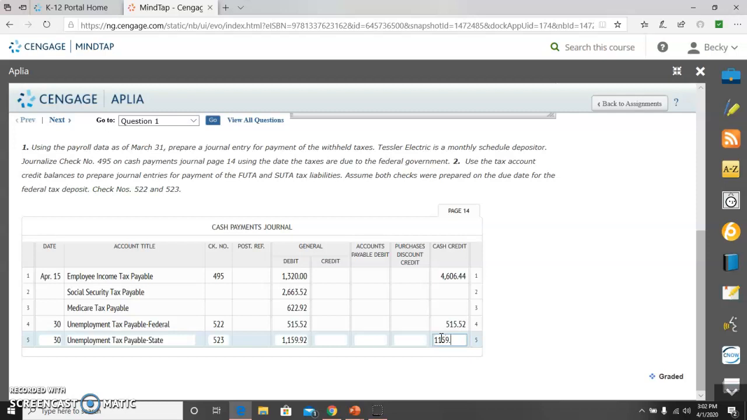And again, I would end up sending those checks to different locations. So I send to Social Security Administration for those three. I send to the State Department of Revenue and the IRS for the unemployment federal. So that's why I cut different checks for those.